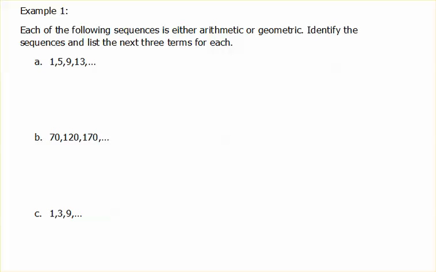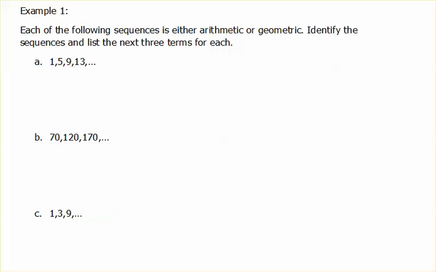Let's work example 1. The directions say, each of the following sequences is either arithmetic or geometric. Identify the sequences and list the next 3 terms for each. Okay, so let's make sure that we know what we're doing. Each one of these next few, we have A, B, C, and D. Each one of these examples is going to be either arithmetic or geometric, so we have to tell what they are. And then it says to list the next 3 terms for each one. So we need to go 3 more.